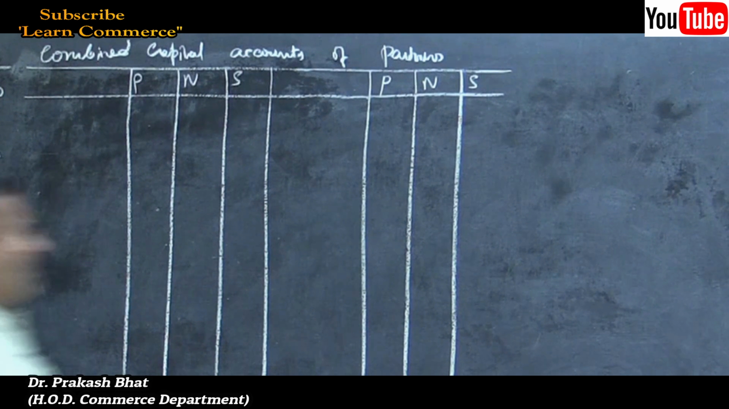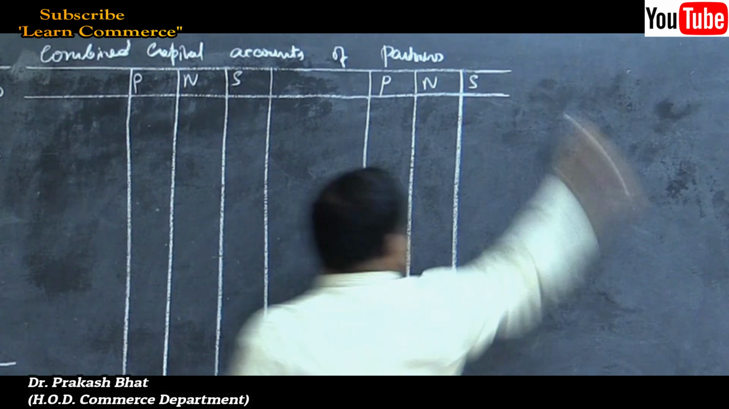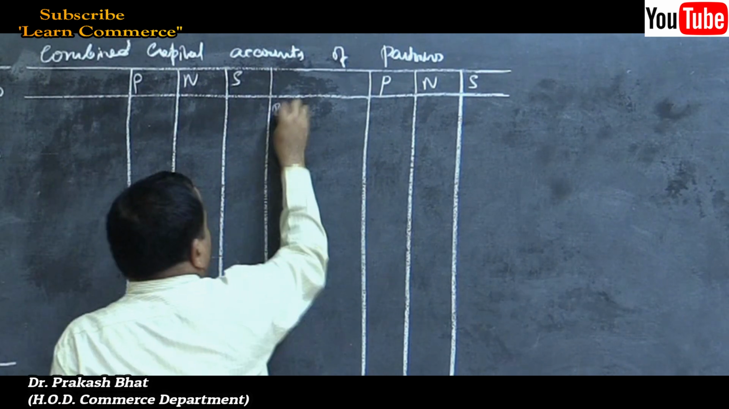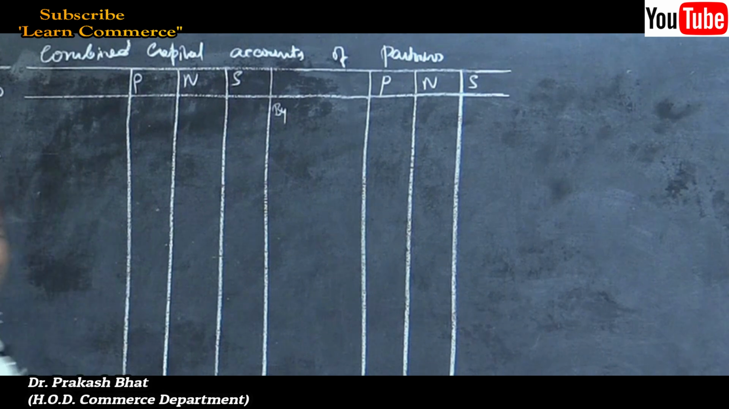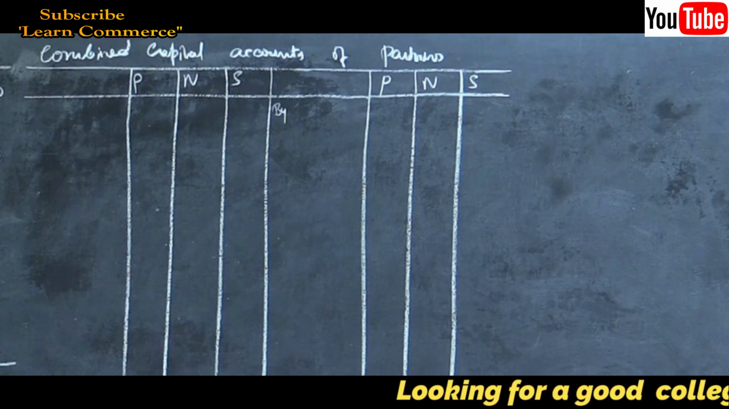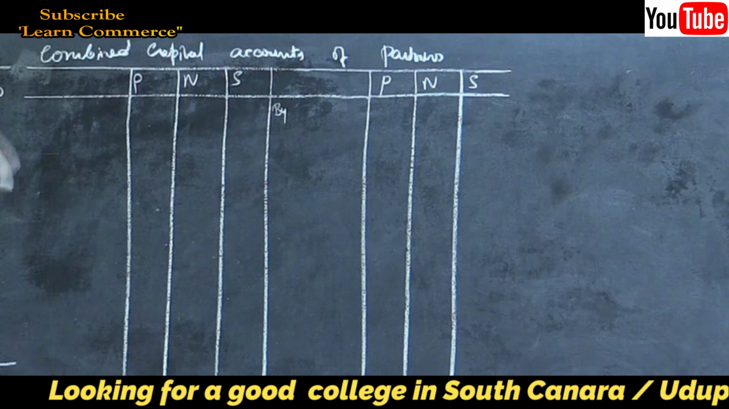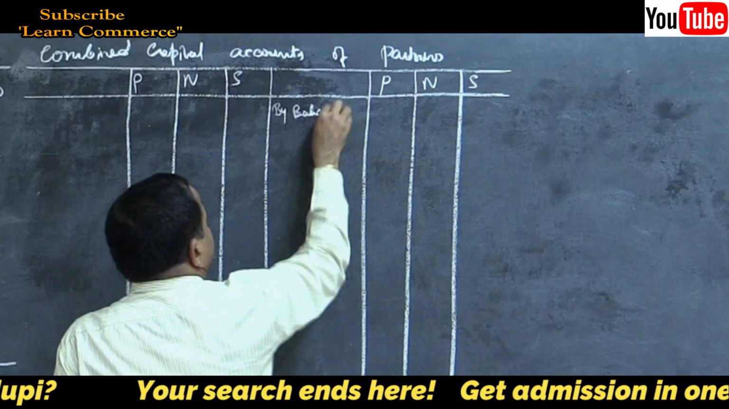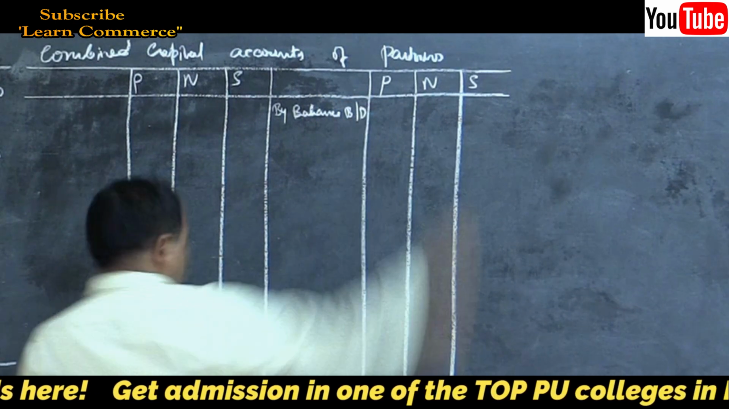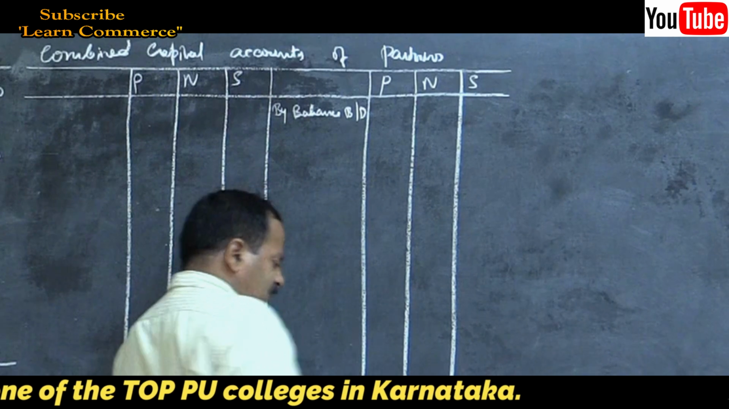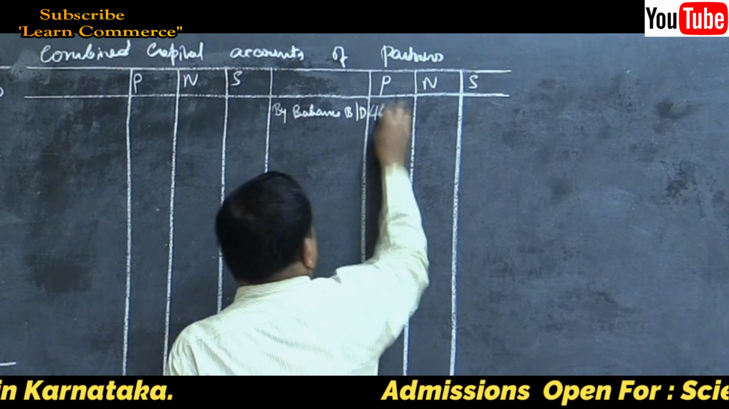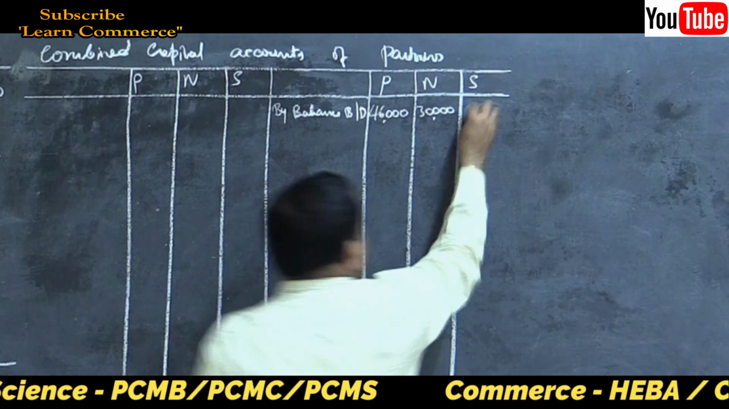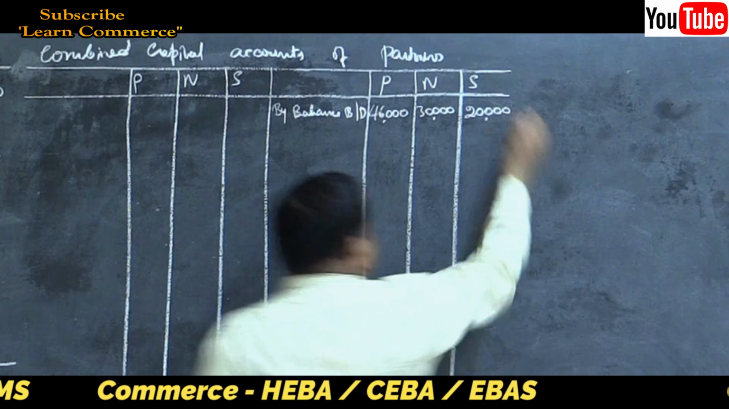Now, let us start. Capital account starts with the capital balance, right? So, by balance brought down. Capital account shows credit balance because capital balance always appears on the liability side of the balance sheet. I told you all liabilities will have credit balances. So, by balance brought down, how much? 46,000, 30,000 and 20,000.